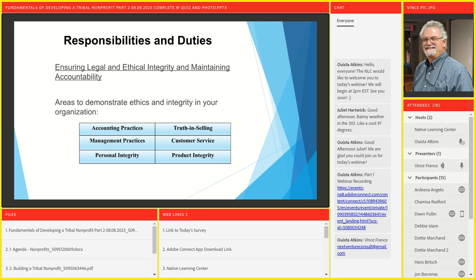There we go. Ensuring legal and ethical integrity and maintaining accountability. Well, we talked about the accountability. We talked a little bit about the ethical code of conduct, and we have some legal obligations to talk about too, which we'll get into. But we talked about, in the blue shades down there, accounting practices, management practices, personal integrity, a little bit of truth in selling. Well, that's down the road. Truth in selling products and services. Hopefully you get to that point as a nonprofit that you can sell a product or service and generate revenue. And of course you have to be aware of truth in selling and all those kinds of things.